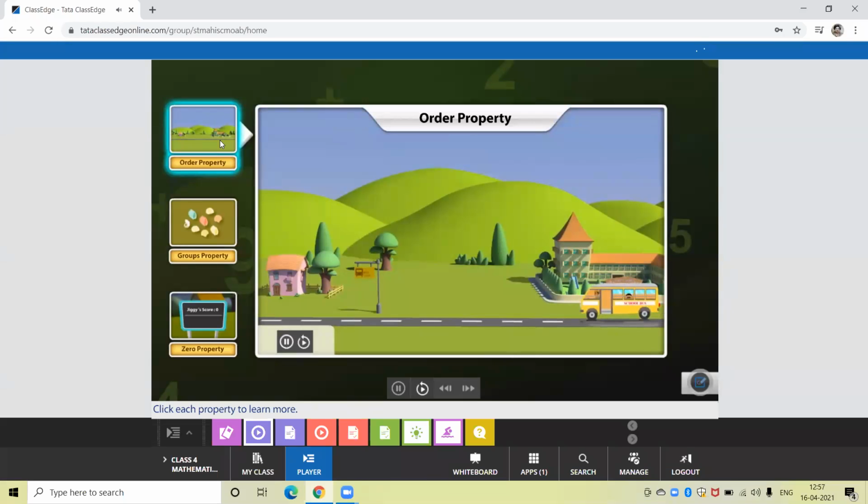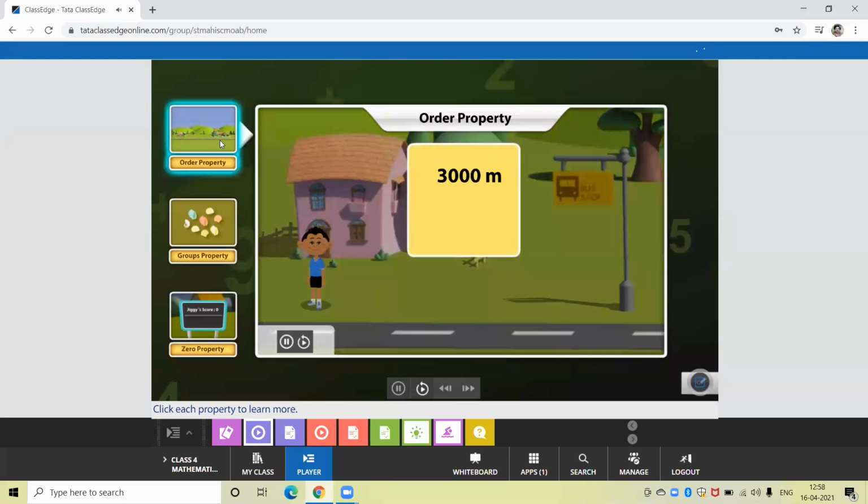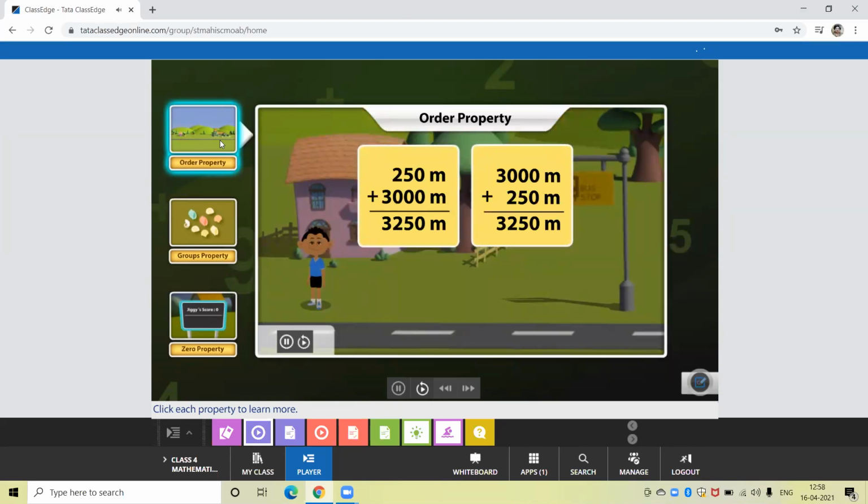Now let's see how Pasha returns home from school. He gets into the school bus and travels a distance of 3,000 meters from the school to the bus stop near his house. He then walks a distance of 250 meters from the bus stop to his house. How will you calculate the total distance traveled by Pasha now? Well, you'll add 3,000 meters and 250 meters. That will give you 3,250 meters.